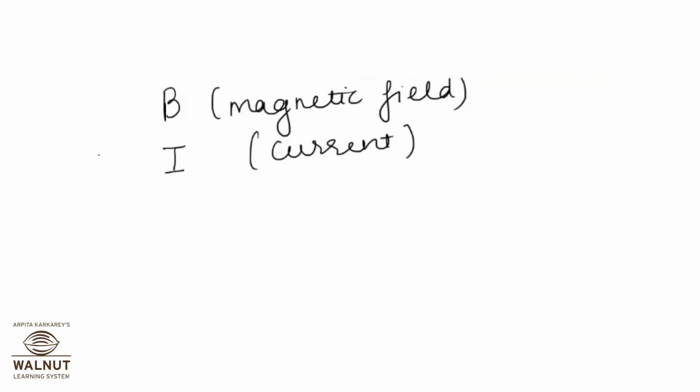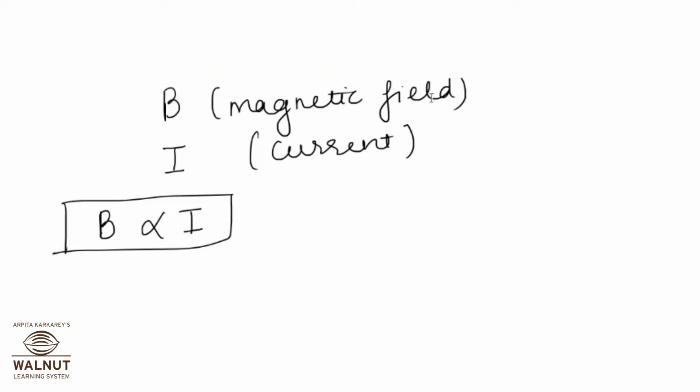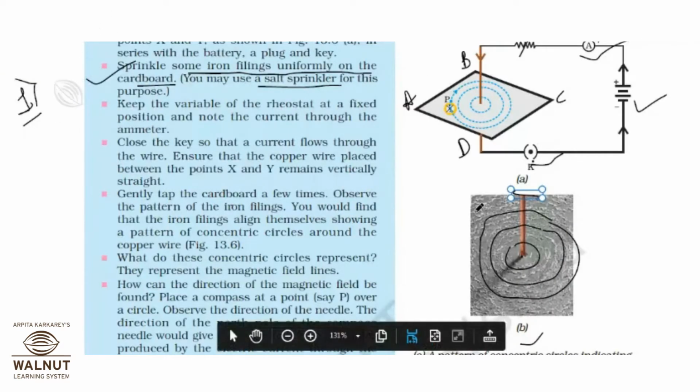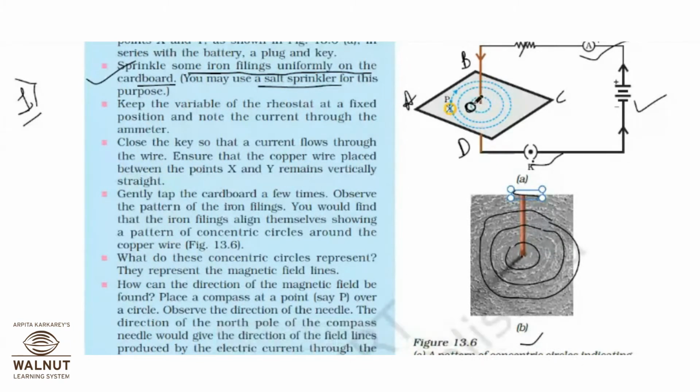Now what is the relationship between B and I? So B is directly proportional to I. Okay, if you increase the current, magnetic field strength will also increase. If you decrease the current, the field strength will also decrease. Okay, now the second thing, if I place a compass needle over here, suppose, there will be some deflection. That is for sure because a magnetic field is generated. Now, after keeping it at this point, I will shift it to this point.